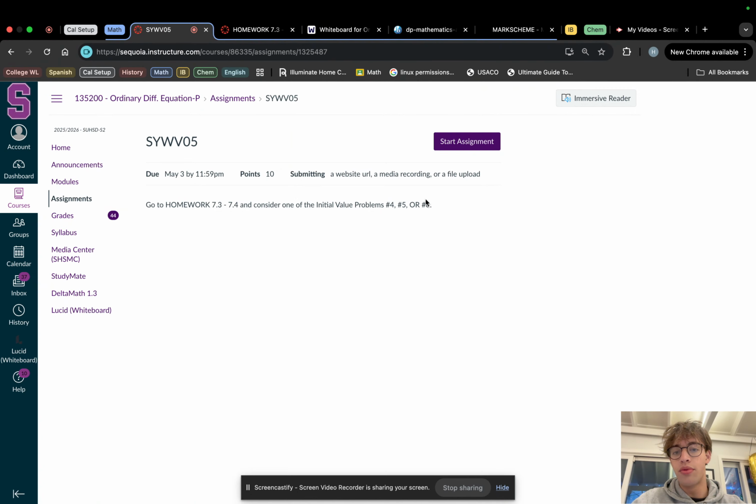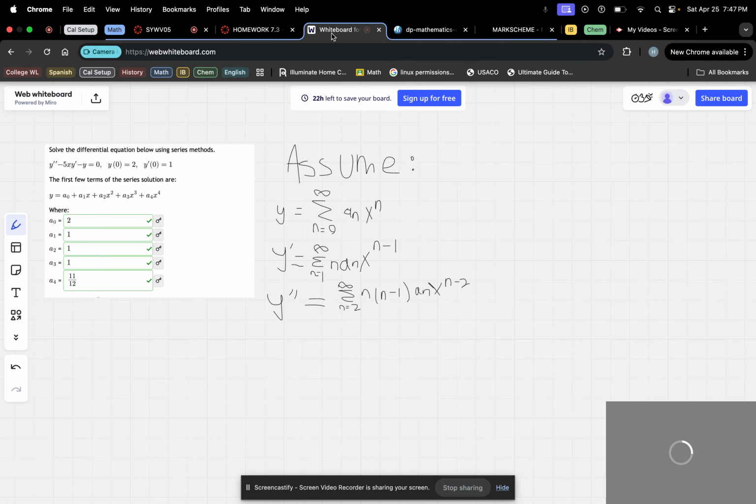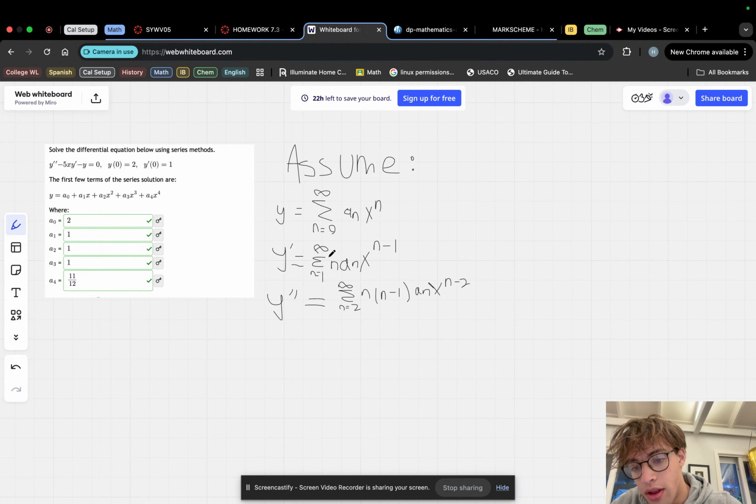I chose to do problem 6. I have that pulled up right here, and I already wrote down the series substitutions and their derivatives.